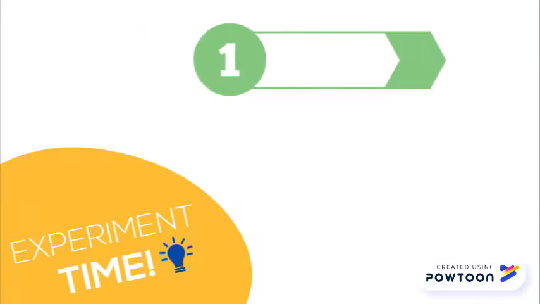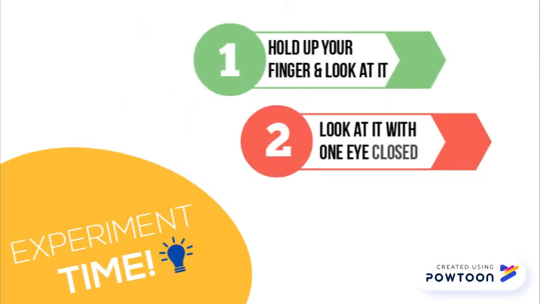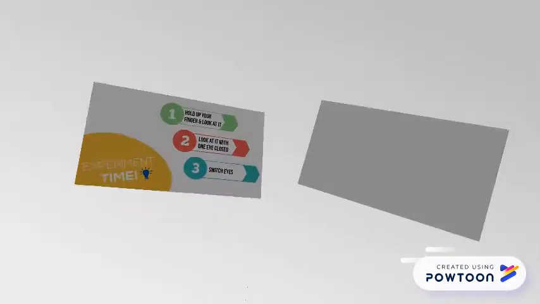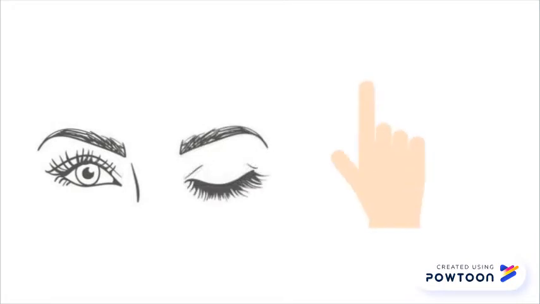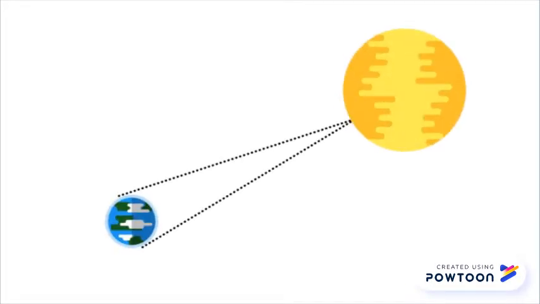So first, hold up your finger and look at it. Now look at it with one eye closed. And now switch eyes. From this, you can see how the original position of your finger seems to change as the perspective from your eye switches. In the same way, from different positions on Earth, scientists could also guess the actual distance to the Sun, and this is how orbital lengths are figured out.